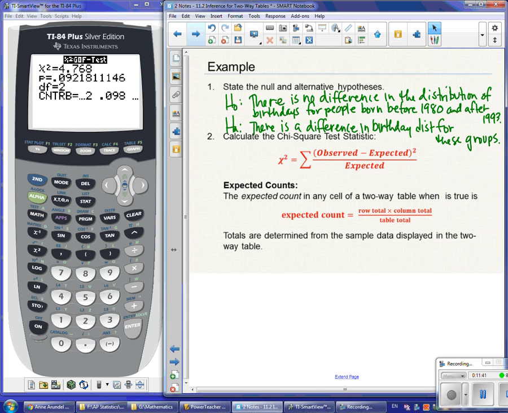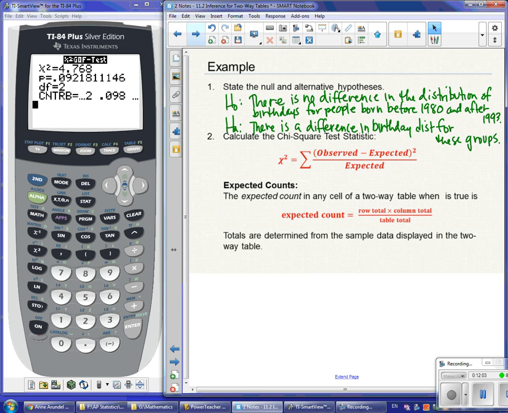Okay. We will be computing the chi-squared test statistic the same way we did before, where we take all our observed counts, we subtract our expected counts, and we square that, and then we divide by the expected count and add them all up. However, when we're doing it with a two-way table, coming up with our expected counts is a little bit more complicated.